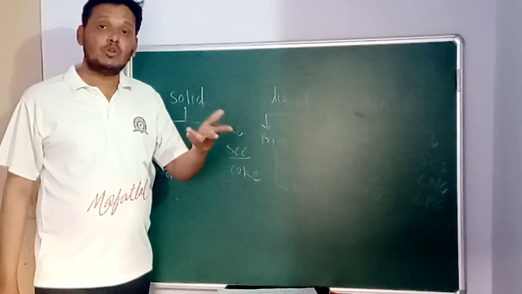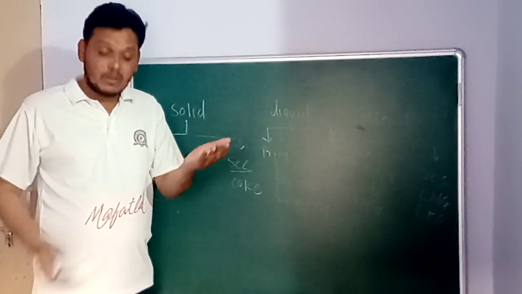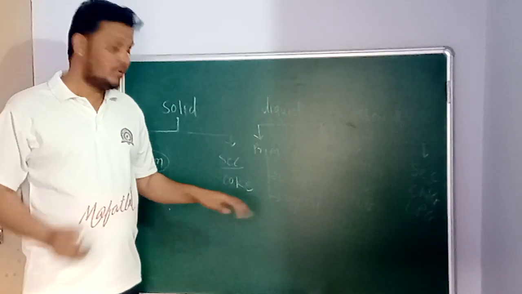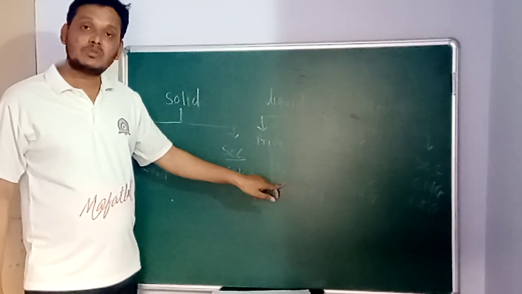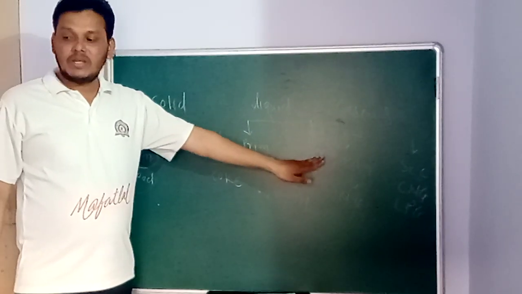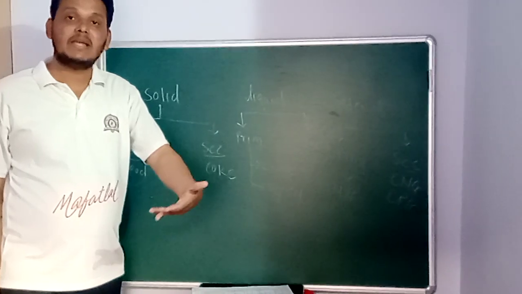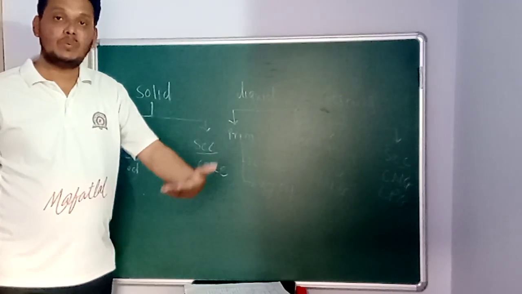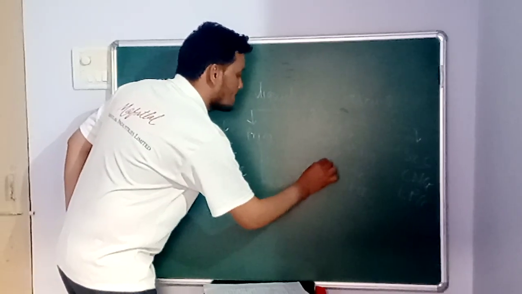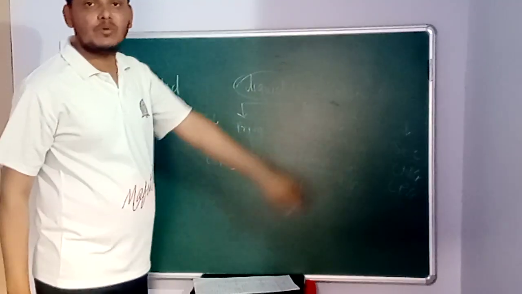Then liquid fuels are again of two types, primary and secondary. The primary source is crude oil, which is extracted from the earth's crust, and also vegetable oil. These are naturally available. Then it is passed into industry, and the secondary sources are petrol, diesel, rocket fuel, naphtha, spirit, and propellant. These are the secondary sources of liquid fuel.